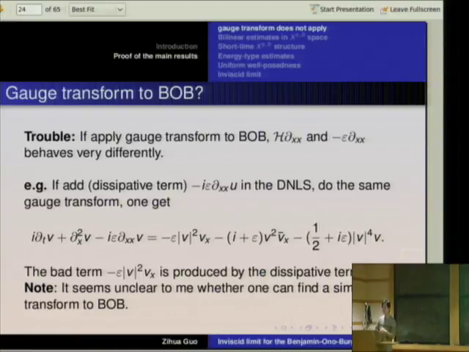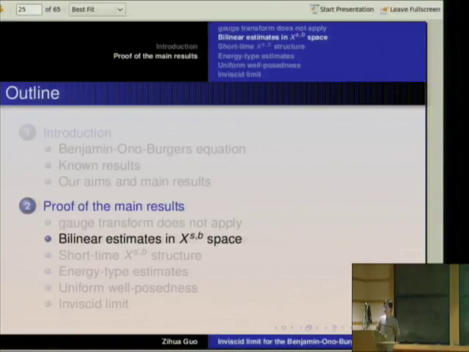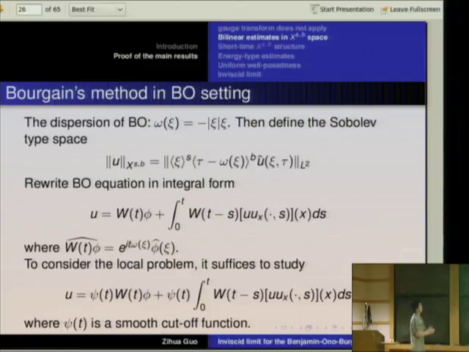And we need to do something else. Okay, let's see. So start from this equation. We would like to try first the nowadays standard method using the Bourgain space in the Benjamin-Ono equation, to see what is going on. So standardly write the equation in the integral form and cut it smoothly in time, so you get a local integral equation.